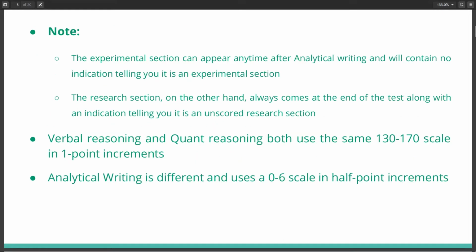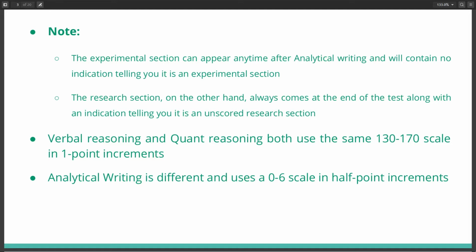Okay, so a thing to note about the experimental section is that it can appear anytime after the analytical writing section. It won't contain any indication telling you that it's an experimental section and it won't be marked. The research section though always comes at the end of the test. It will be the last section in the test. And it also has an indication which tells you that it is an unscored research section.